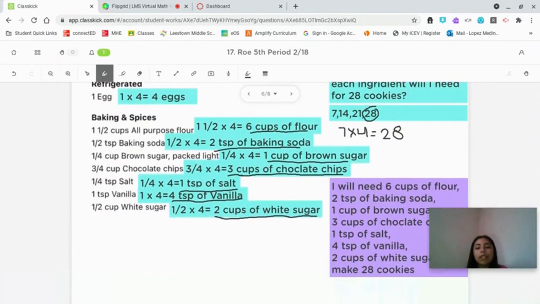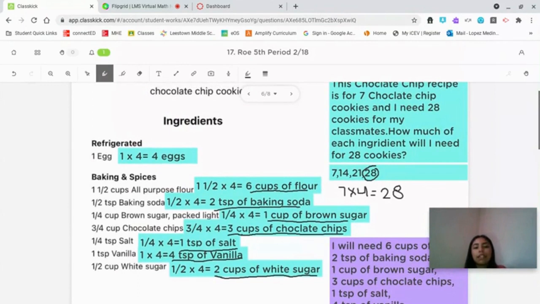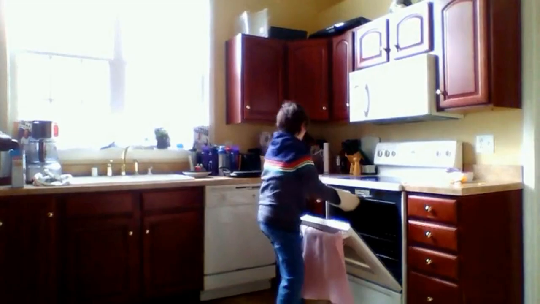And so that's what I put here, because if I multiplied the ingredients that are needed for 7 chocolate chip cookies times 4, it would give you how much of the ingredients you will need to make 28 cookies.